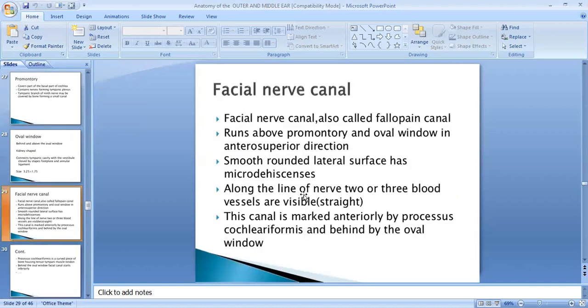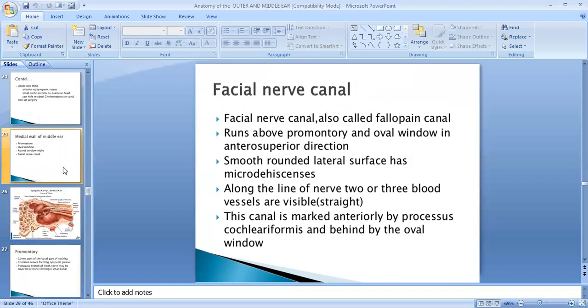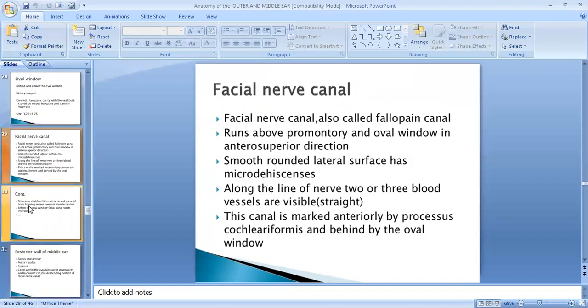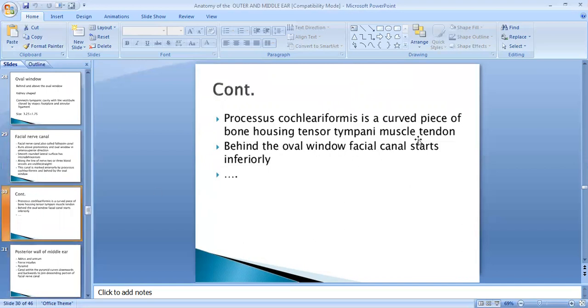Smooth rounded lateral surfaces, microdehiscences along the line of the nerve, and 2 or 3 blood vessels are visible. This canal is marked anteriorly by the processus cochleariformis and behind by the oval window. The processus cochleariformis is actually a shelf of bone and that is housed by the tensor tympani muscle. It is a curved piece of bone housing the tensor tympani muscle tendon.